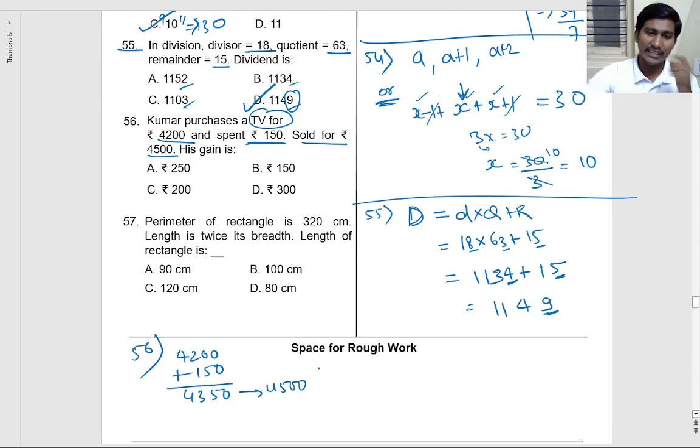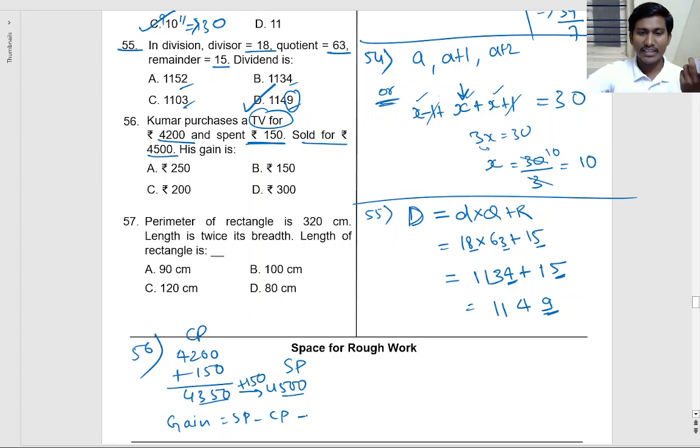How much more did he get? We know 4350 to 4500 is there. So 4350 to 4500 means he sold for 150 rupees more. So the profit is 150 rupees. Or you know, this is the cost price and this is the selling price. So if you want to find the gain, that is selling price minus cost price, you can do that.